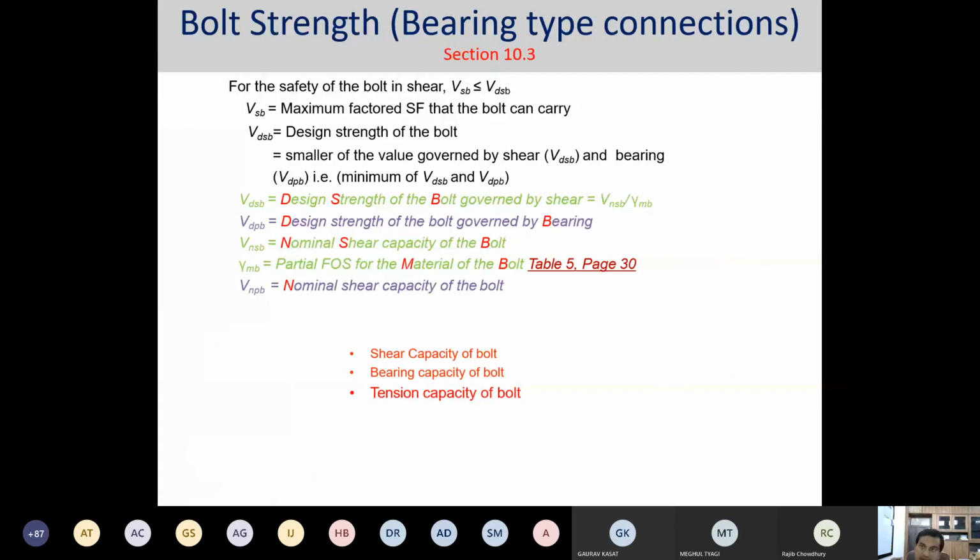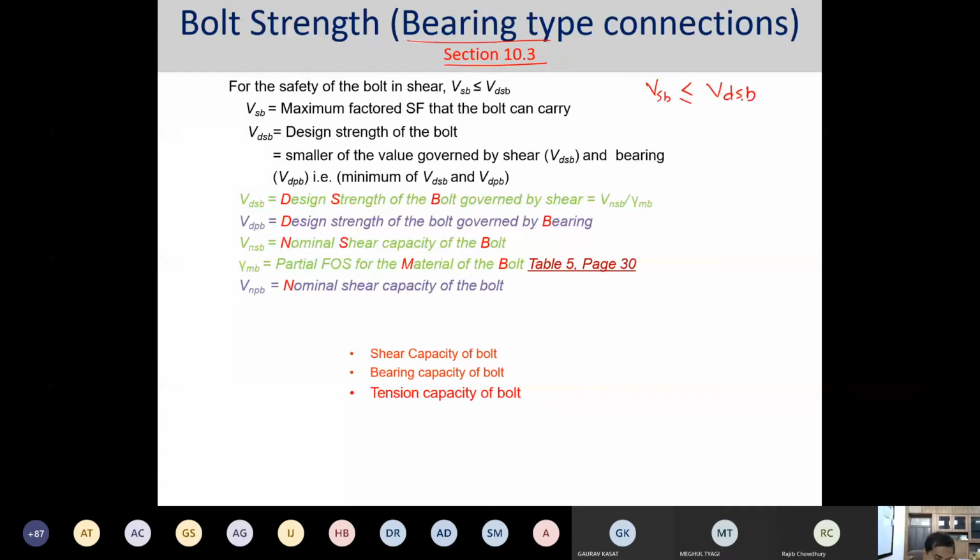The next set of design protocol is to find the bolt strength. Let us first begin with the bearing type of bolt. All these formulas and related descriptions are given in IS 800 section 10.3. So what is the design protocol? The design protocol is VSB less than or equal to VDSB.